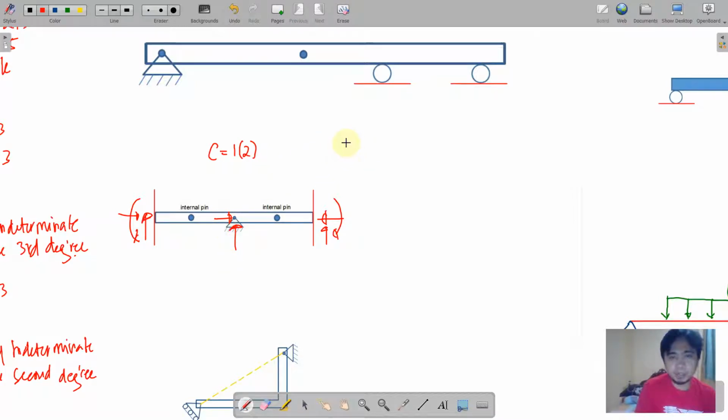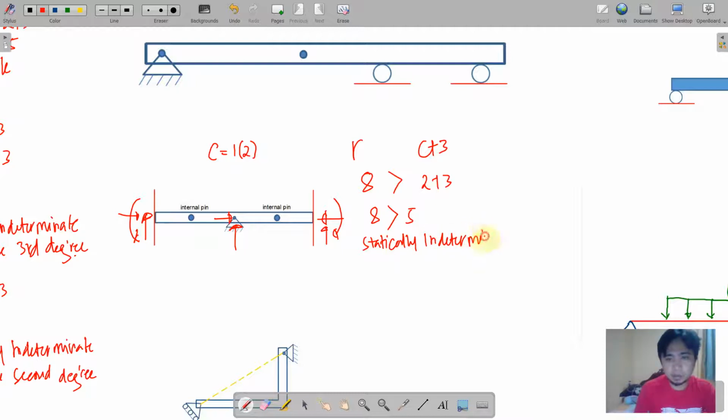Now comparing R to C plus 3. Our count is 3 plus 3, 6, plus 2, 8. And then we have 2 plus 3. So 8 is greater than 5. Therefore the excess is 3. So this is statically indeterminate to the third degree.